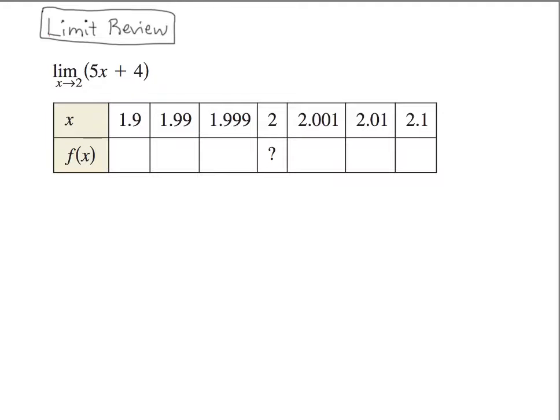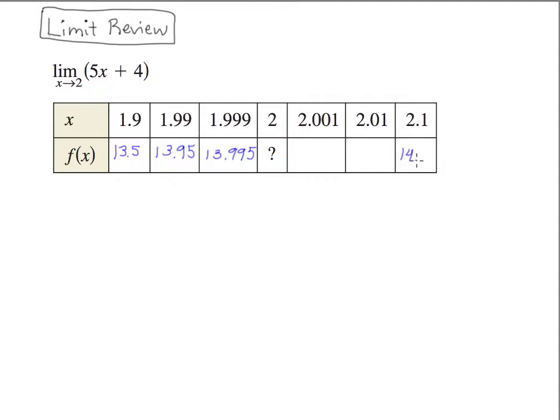Limit test review. We're going to start with a numerical approach to limits. So I'm going to use my graphing calculator and put 5x plus 4 into the y equals. And then I'm going to go to my table and plug in 1.9, 1.99, 1.999. So I can see what the limit as x goes to 2 of 5x plus 4 from the left appears to be. And looking at these numbers, it looks like it's getting very close to 14.